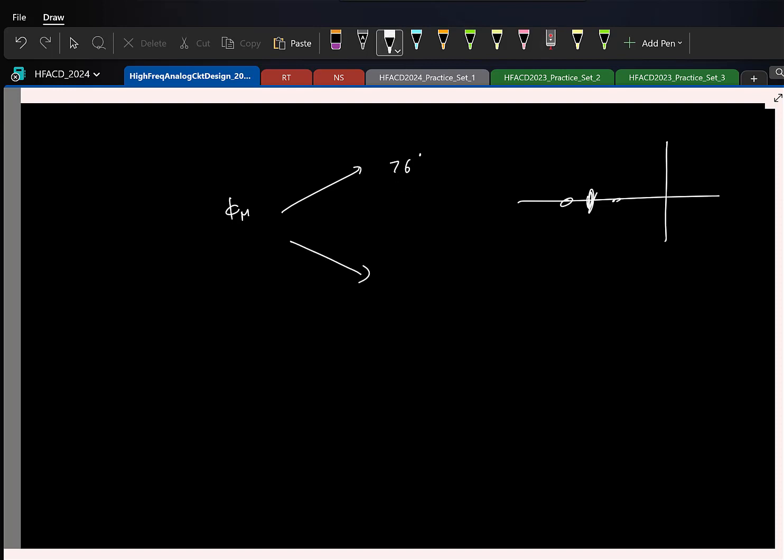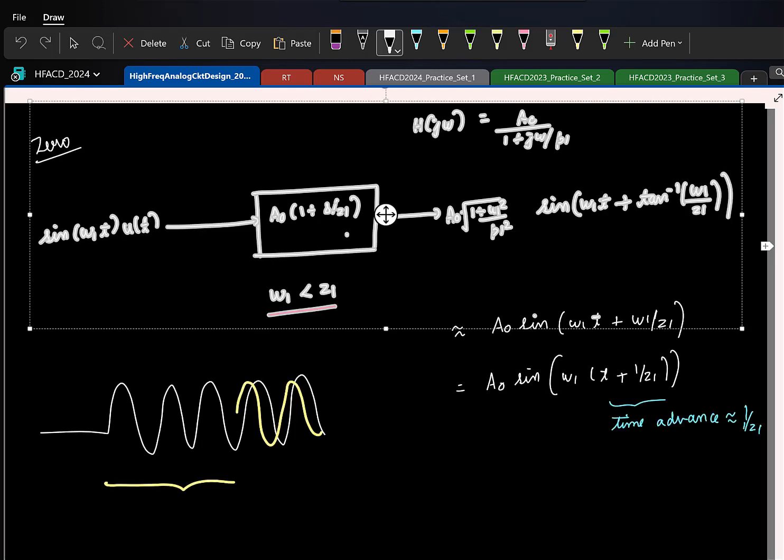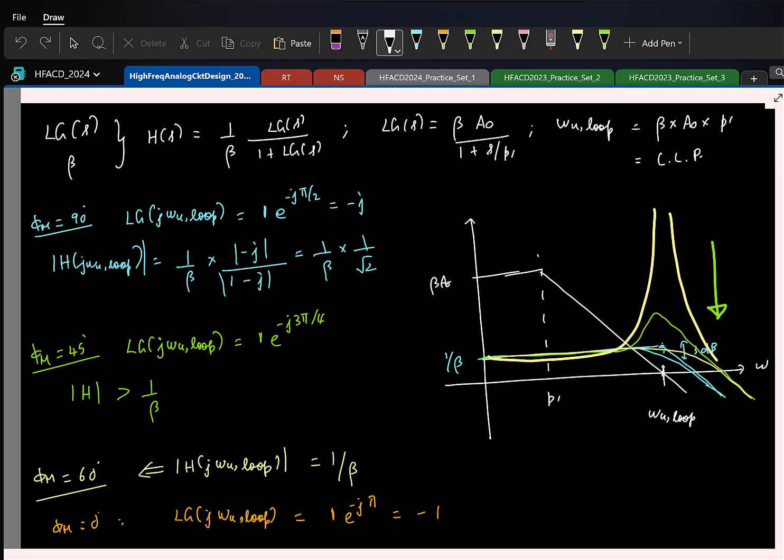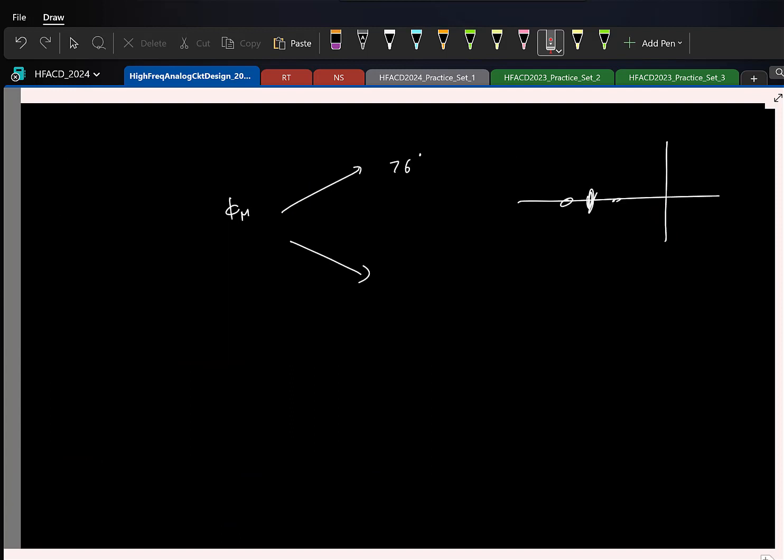Or if you look at the frequency response of the closed loop transfer function, if the phase margin is low, you will see a lot of peaking. Again, we saw this a couple of classes back. If the phase margin is 0, you'll have infinite peaking. This is corresponding to 45 degrees. And if you want to make sure that it doesn't peak at all, we aim for 60 degrees. So you can either choose it to be 60 or 76 degrees depending on what is feasible.